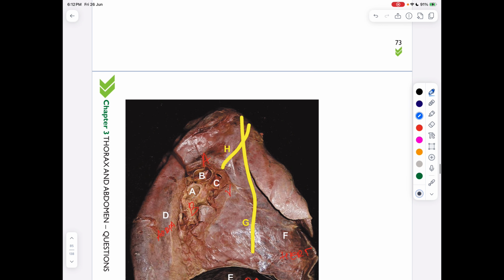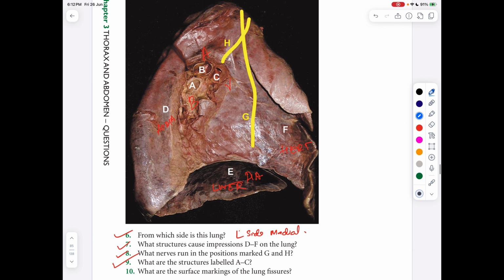So this is another picture which shows VAB: vein, artery, and bronchus. Vein, pulmonary artery, bronchus from anterior to posterior, and this is the impression of the aorta. On the left side, anteriorly is the phrenic nerve, posteriorly is the vagus nerve. H is the vagus nerve and G is the phrenic nerve, and this is the heart.